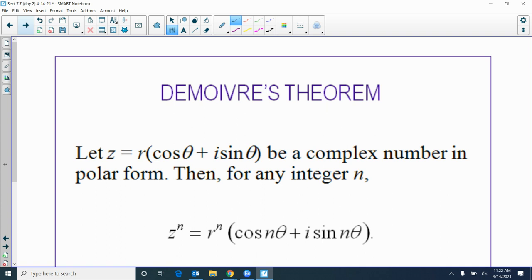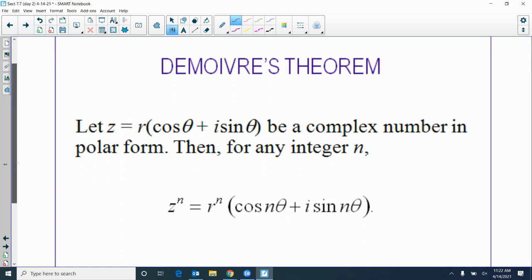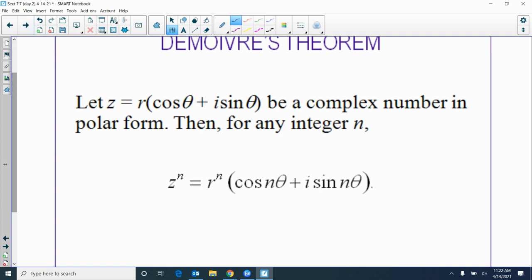We're going to go over just a couple of things, basically this first part here. De Moivre's theorem. And there's a couple of different forms of it. We're going to do this first form of it here. All right, let Z equal R cosine theta plus I sine theta be a complex number in polar form. All right, if you are doing a power, it will simplify to the following.